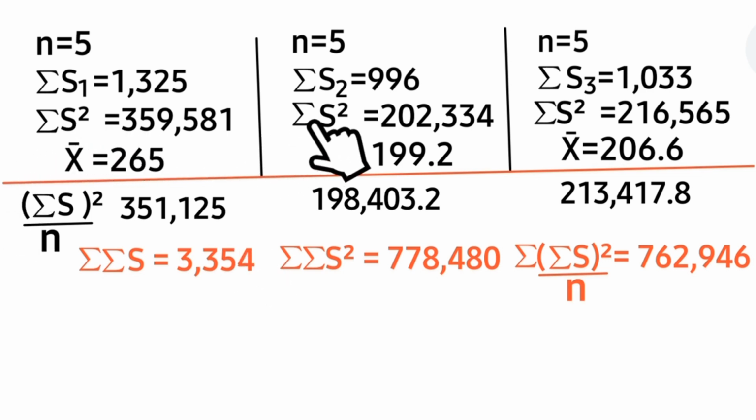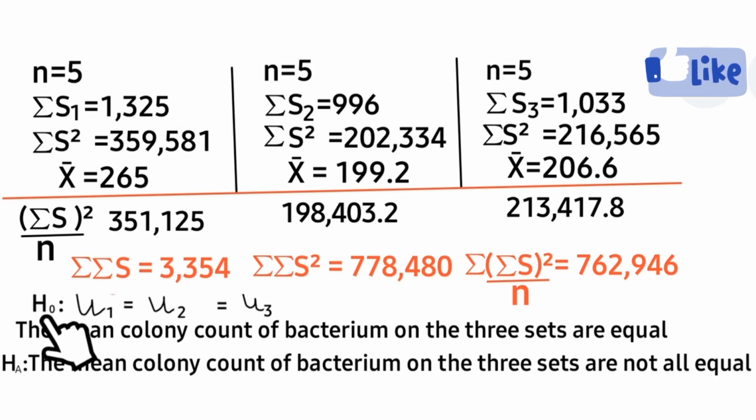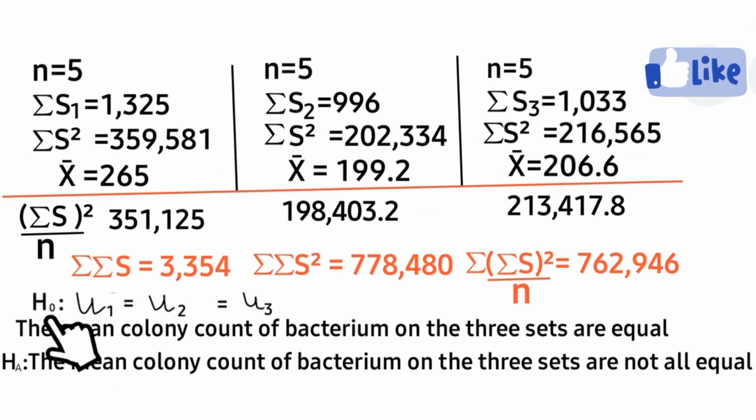Adding up the sum of squares together, we represent that with this symbol here. We have this value plus this value plus this value, 778480. Now summing the values of these together, we represent that with this symbol here. So we have this value plus this value gives 762946.